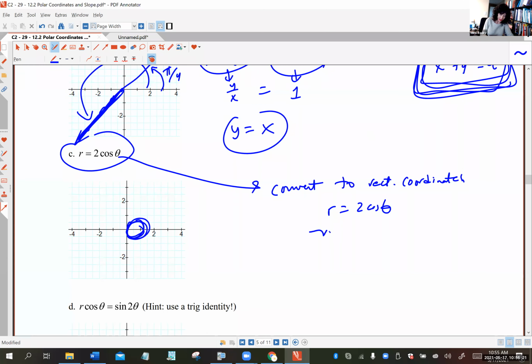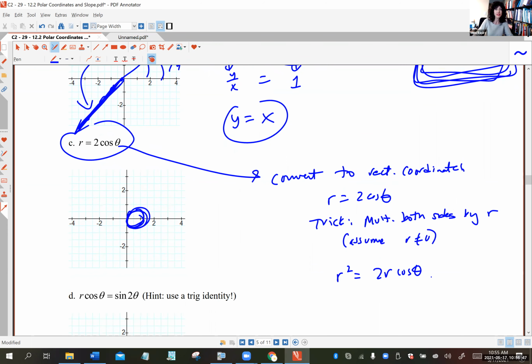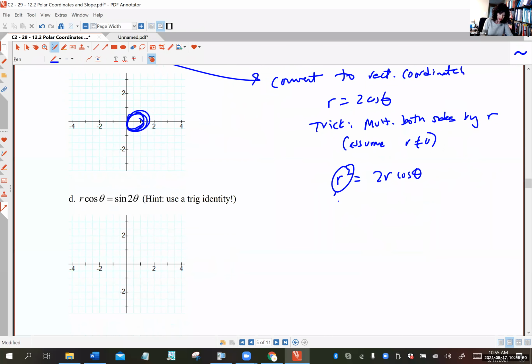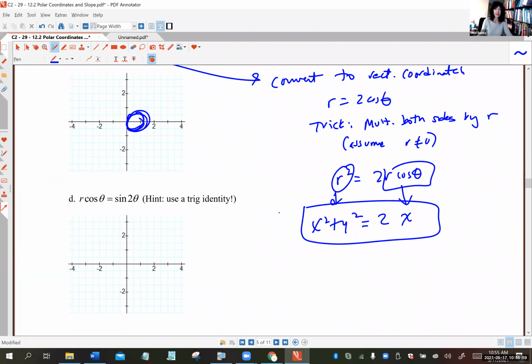So the trick is to multiply both sides by r. Now, normally that would be illegal in mathematics because how do you know r isn't 0? And multiplying both sides of an equation by 0 is not okay. Well, assume r is not equal to 0. Then it's legal. Then what? Well, then you'll have r squared is equal to 2r cos theta. How is that helpful? Well, now it's more easily converted. Why? Because r squared is the same as x squared plus y squared. And on the right-hand side, r cos theta is x. And we're done. That is the rectangular equation that is the same as this circle.